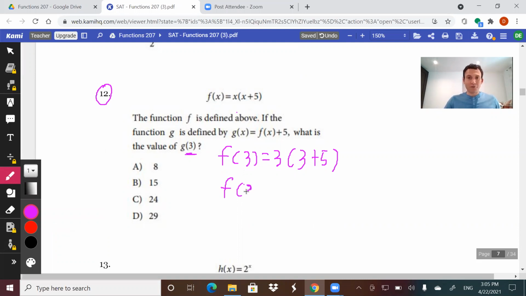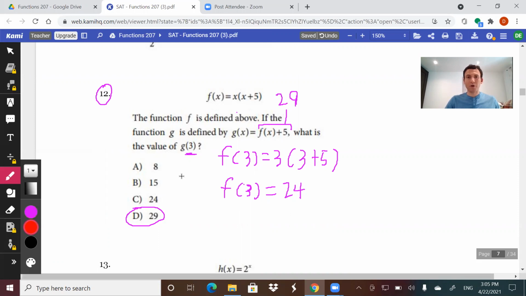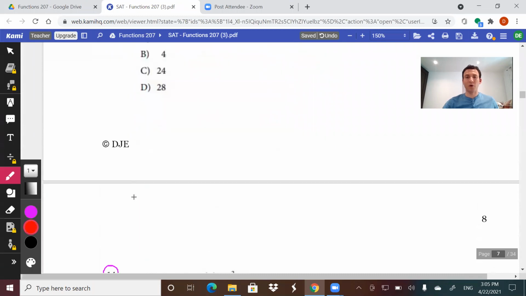So f of 3 equals 8 times 3, which is 24. So now that we know f of 3 equals 24, well, they want g of 3. G of 3 is f of 3 plus 5. F of 3 is 24. F of 3 plus 5 is 29. So g of 3 is going to be 29. Notice that 24 is a choice. So that's what you get if you don't go the whole way. On these problems, you always have to be really careful. You always have to double check that you've gone the full length of the problem, that you're answering what the question actually wants.